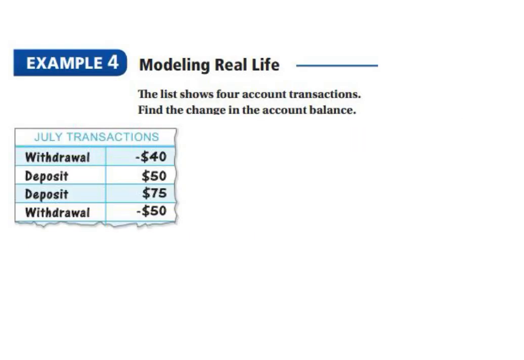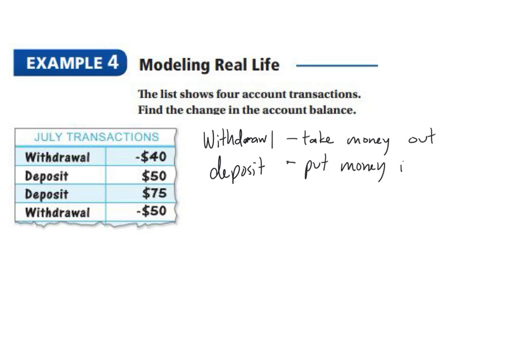All right, here is a word problem example which shows a list of 4 account transactions. Find the change in account balance. Okay, so if we think about this, a withdrawal is when you take money out of the bank. A deposit is when you put money into a bank. So my guess here is we should add up all the withdrawals together, all the deposits together, and then figure out what our balance is going to be.